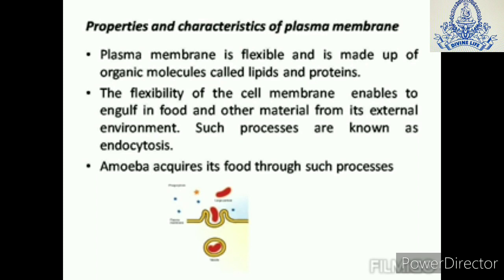Properties and characteristics of plasma membrane. Plasma membrane is flexible and it is made up of organic molecules called lipids and protein. The flexibility of the cell membrane enables it to engulf the food and other material from its external environment. Now this kind of process is known as endocytosis. Amoeba acquires its food through such processes. See the picture which is given below. It shows the process of endocytosis, how the cell membrane is engulfing the food.